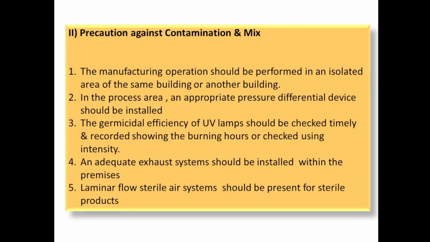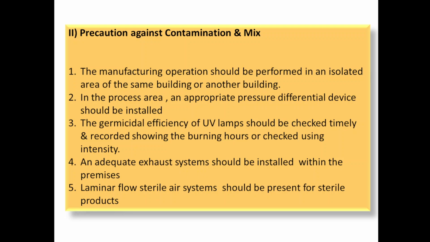So the manufacturing operation should be performed in an isolated area of the same building or another building. In the process area, an appropriate pressure differential device should be installed. The germicidal efficiency of UV lamps should be checked. An adequate exhaust system should be installed within the premises. So whatever gases or contaminated air are there should be removed. For that reason, a proper exhaust system should be there.